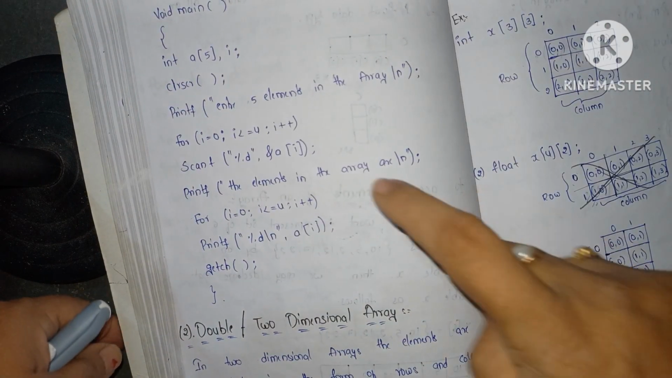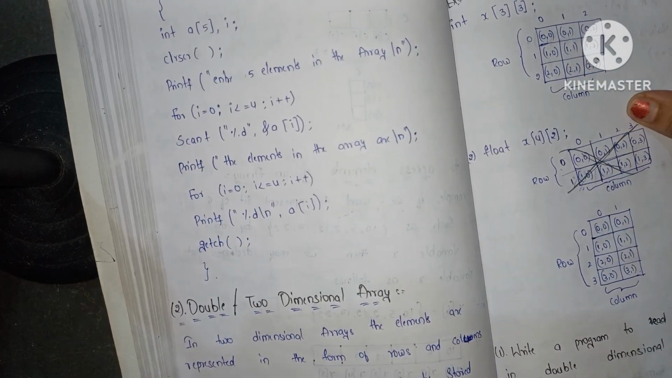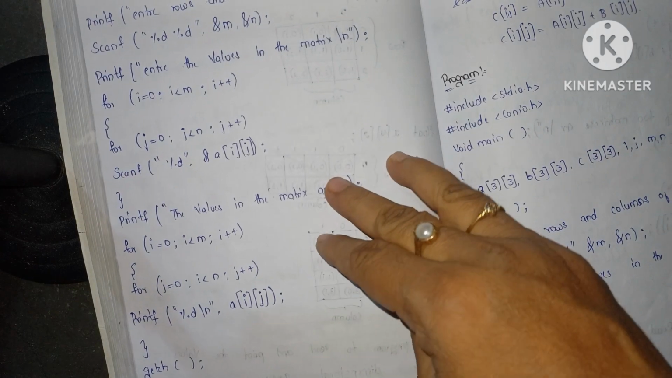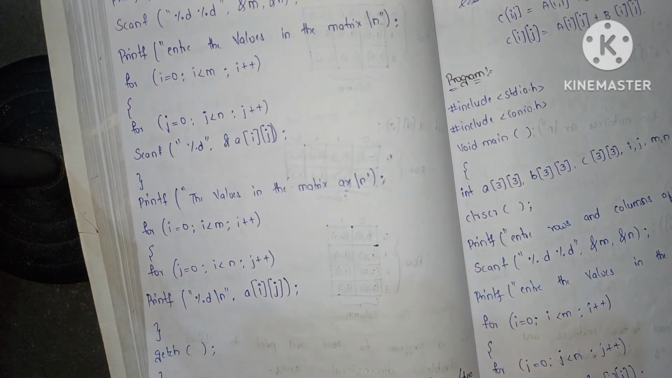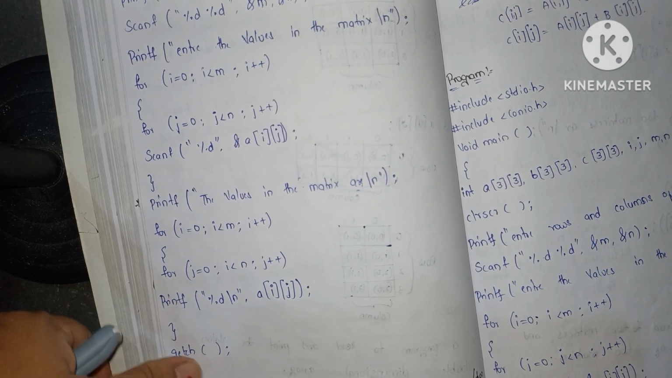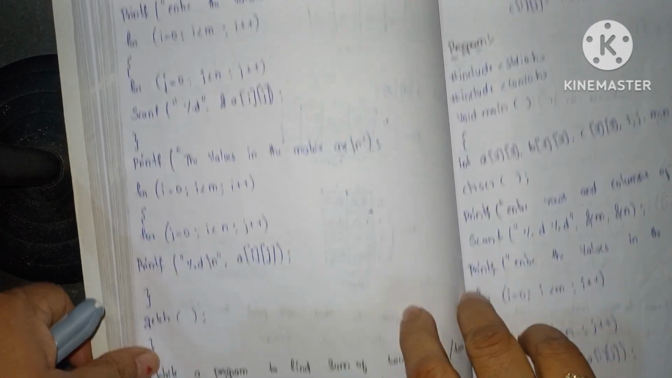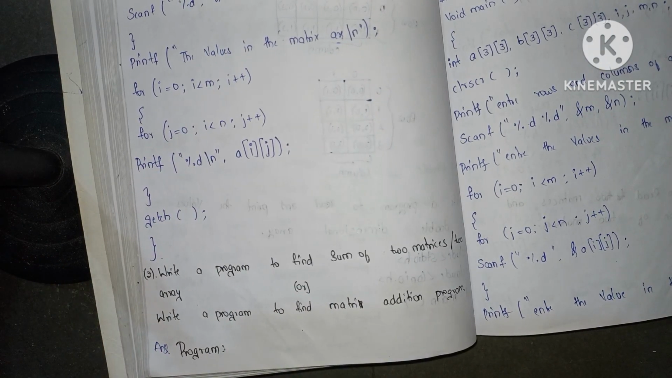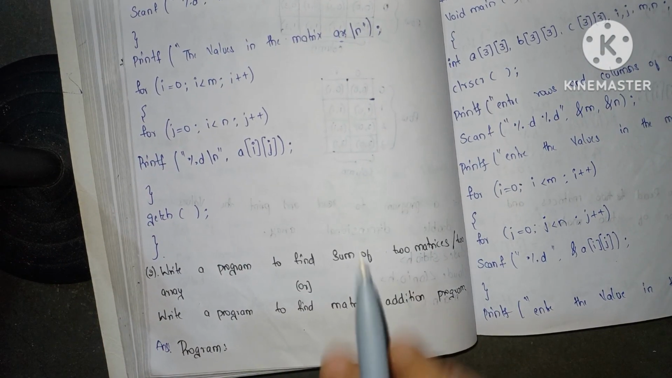So this is the example program here. Then two-dimensional array. In the two-dimensional array the very important programs are sum of two matrices (matrix addition), multiplication of two matrices, and transpose of a matrix. Very important programs. Now we will explain sum of two matrices. Write a program to find the sum of two matrices.